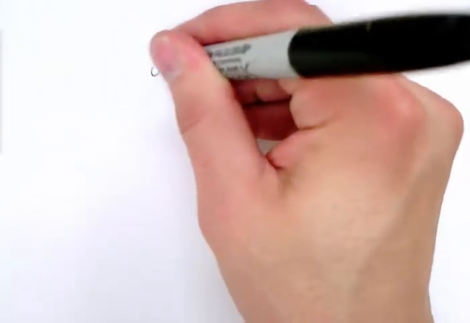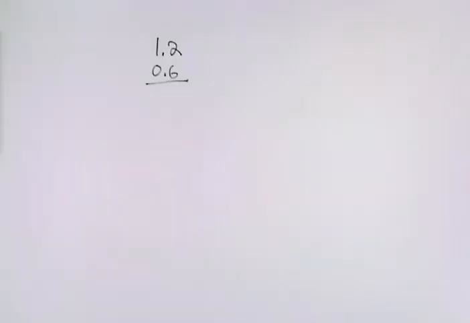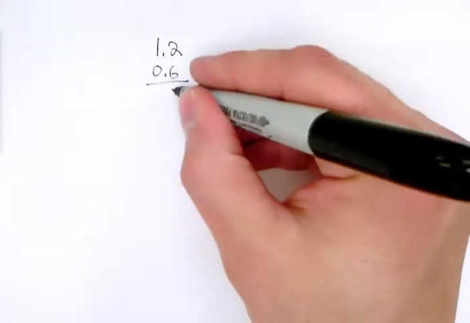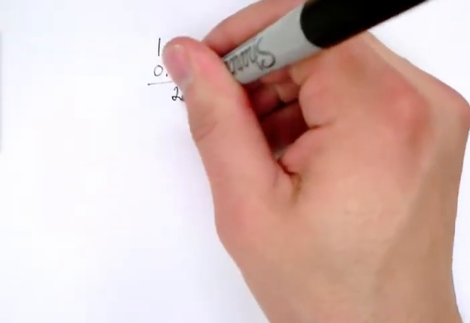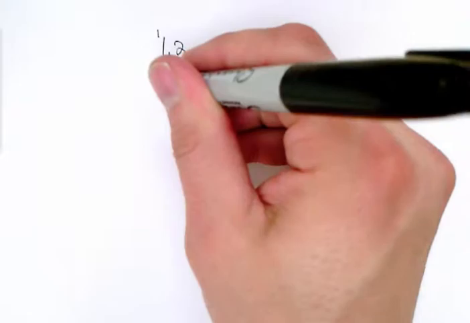multiplied by 0.6. Okay, now if I look at this, we have 2 times 6 is 12. Carry the 1. Now I'm going to look at it. 6 times 1 is 6 plus 1 is 7.